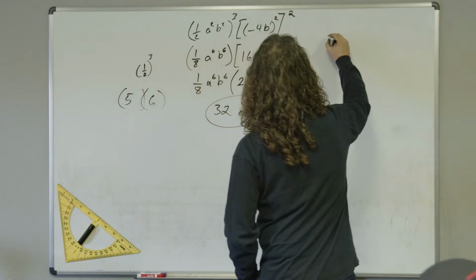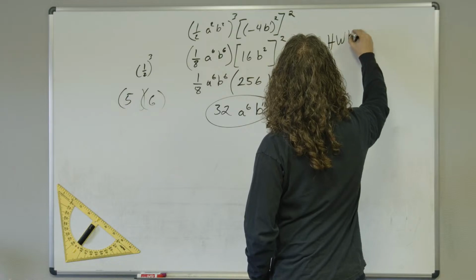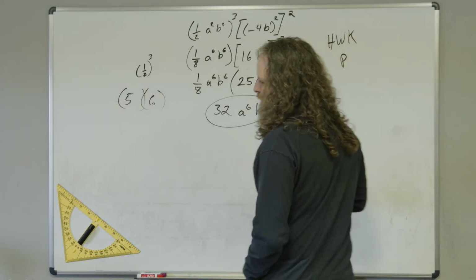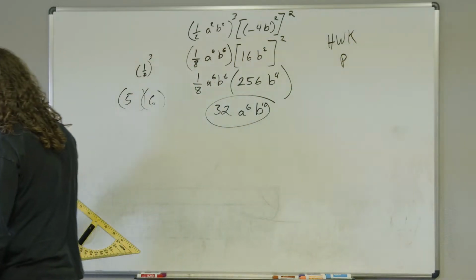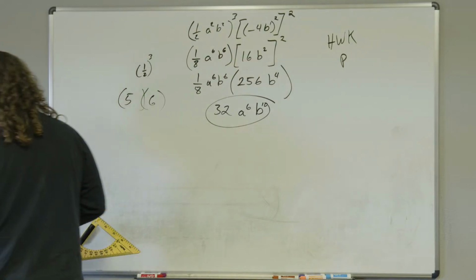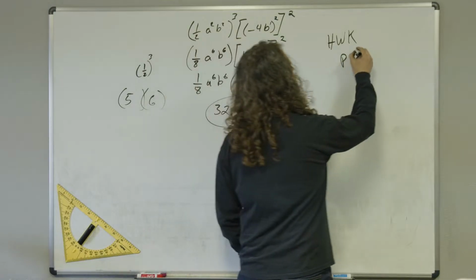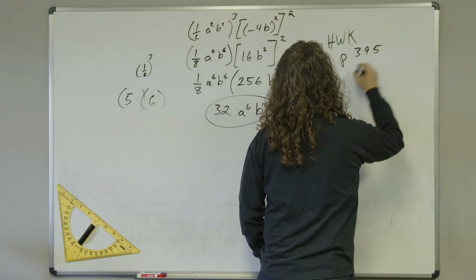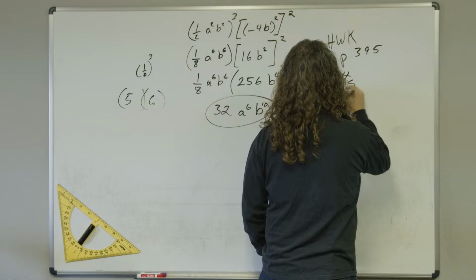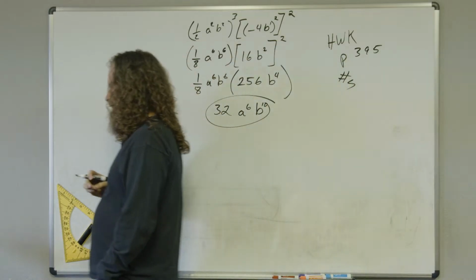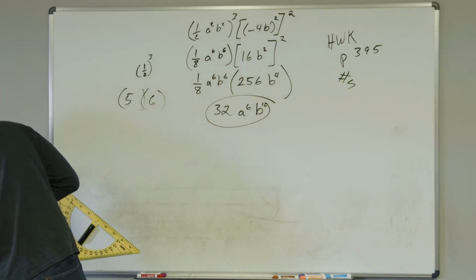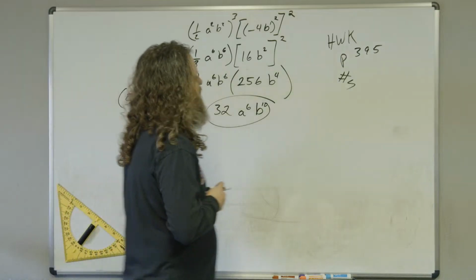Your homework. Nope, you chose to accept it. Already chose. Is on page 395. And I want you to do numbers 22 through 60, evens.